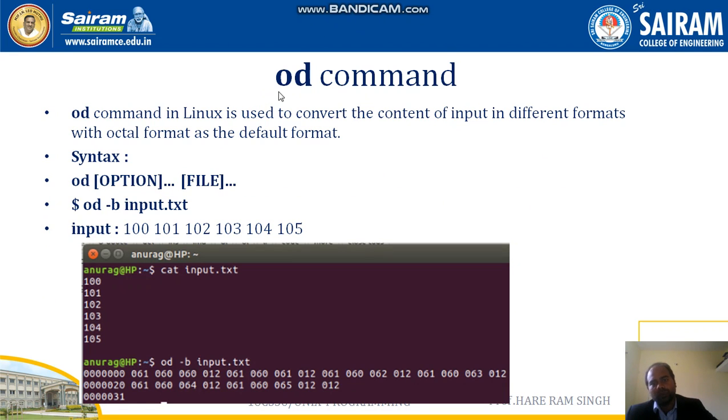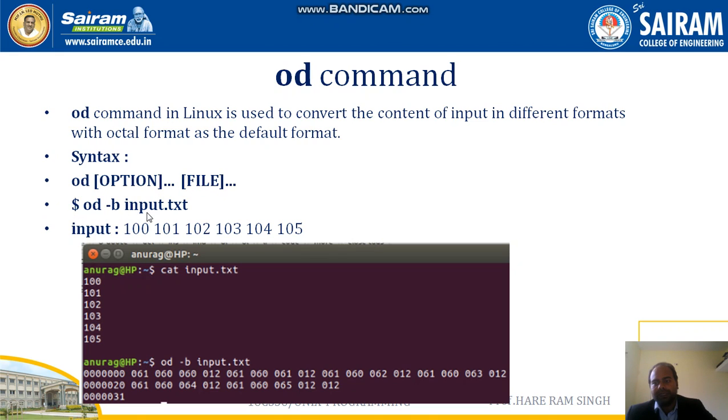So the next command is the od command. The od command in Linux is used to convert the content of input into different formats, with octal as the default format. Suppose you want to convert the contents of a file from one format to another, like converting a word or character into octal, hexadecimal, decimal, or binary format, then we can use the od command. So the syntax is od option file.